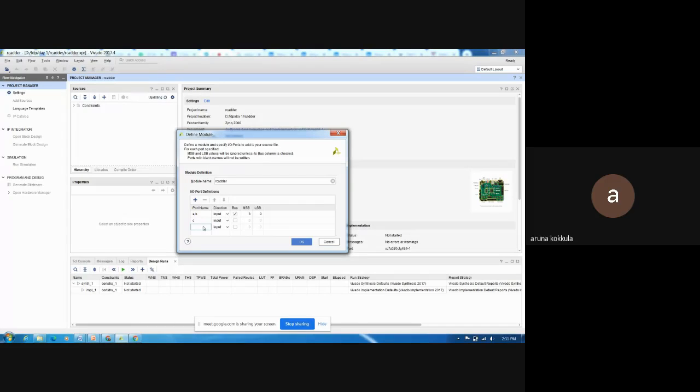Output, what are you going to get as outputs? You are going to get the outputs as S0, S1, S2, S3. So your sum should be output, and it is also selected as a bus, and the output carry, which is also a single bit, so no need to select the bus.